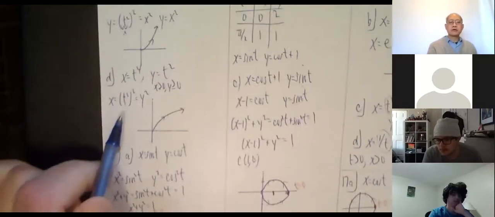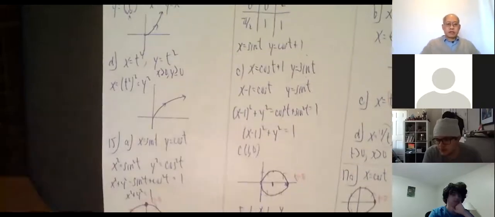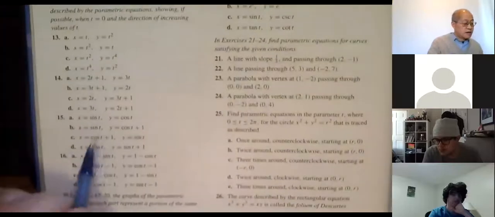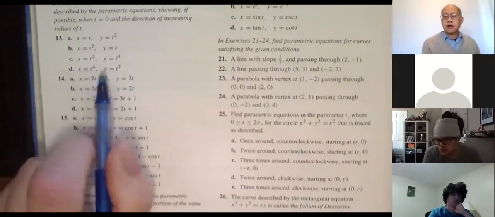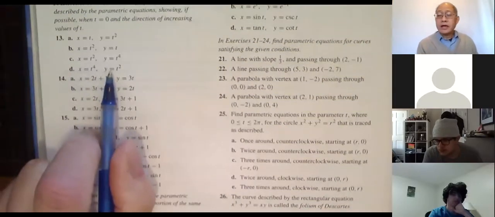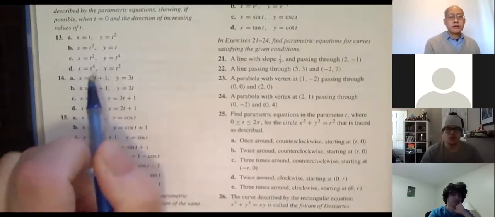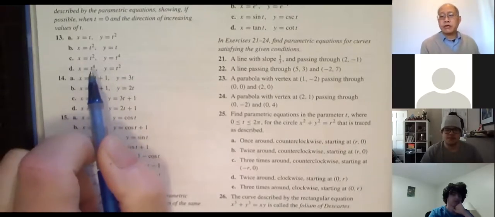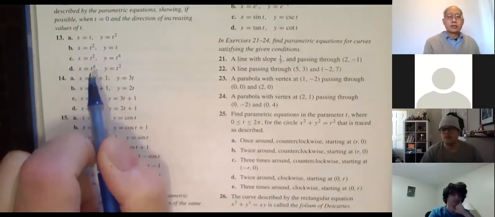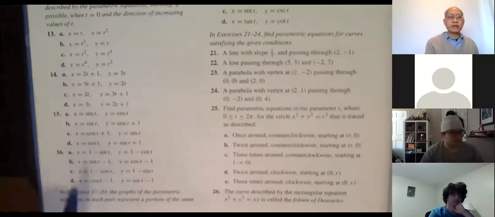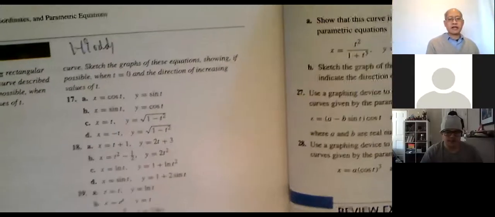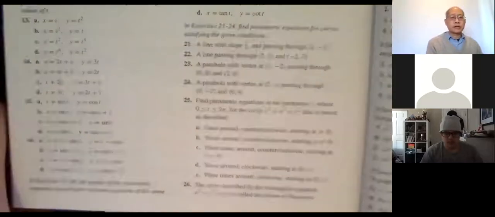And then D is similar. We can just reverse it. x equals t to the fourth, y equals t squared. And I'll be done after this, folks. So give me a couple of minutes, I'll be done with this, then I'll let you ask questions, and if not, we're done for the day. Tomorrow I'll try to finish up the rest. There aren't that many problems left, but as you can see, there's A, B, C, D. So we're not going to be done that quickly, but I'll try to knock them off quickly.